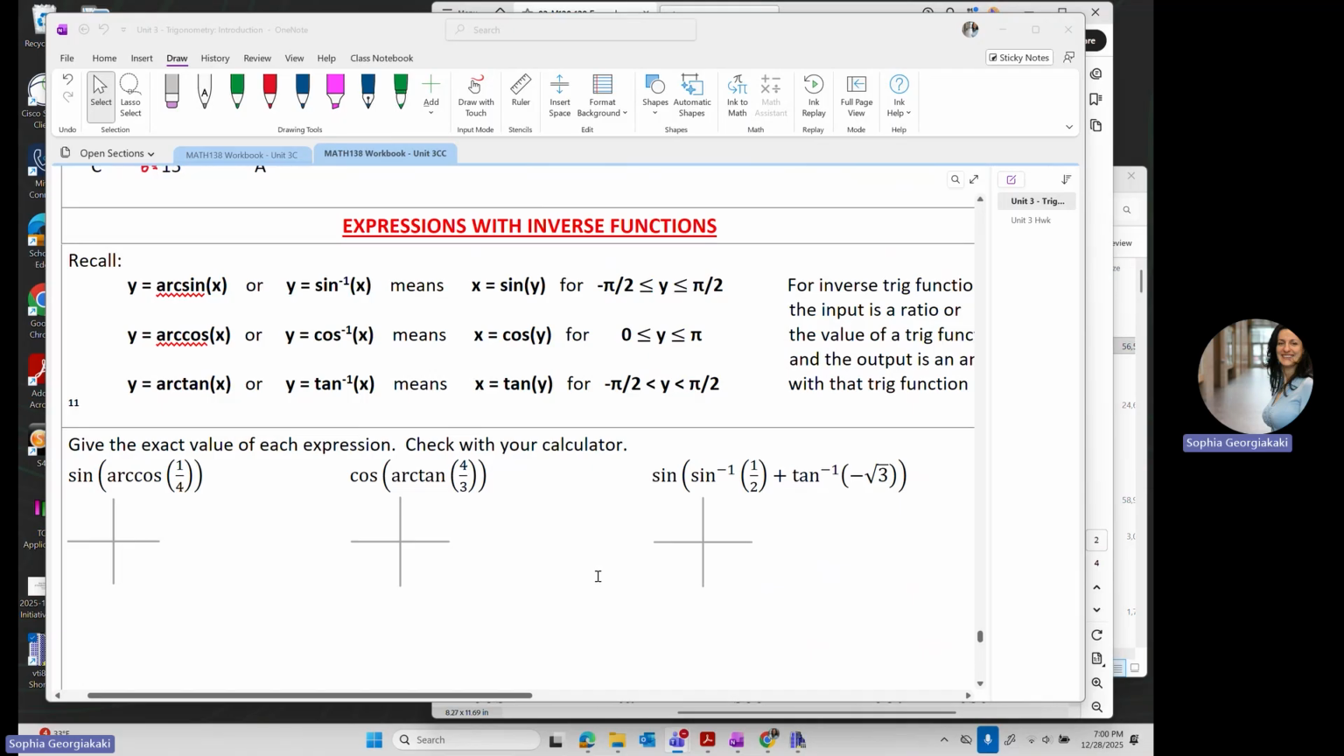You have to remember that y equals inverse sine of x means that y is some angle from negative pi over 2 to pi over 2 that has sine equal to x. Y equals the inverse cosine of x means that y is some angle from 0 to pi that has cosine equal to x. And y equals the inverse tangent of x means that y is some angle between negative 90 degrees and positive 90 degrees, and it has tangent equal to x.